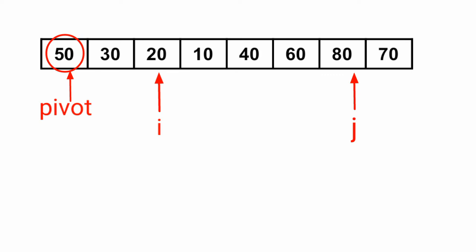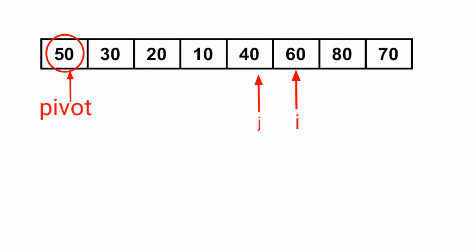Now again, since 20 is less than 50, i moves one place to the right, and again since 10 is less than 50, i keeps moving to the right. i stops moving on reaching 60, and now since 80 is greater than 50, j moves to the left, and since 60 is also greater than 50, j again moves to the left and stops moving when j reaches 40.